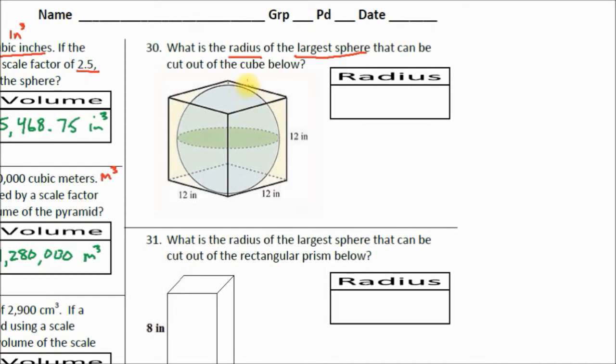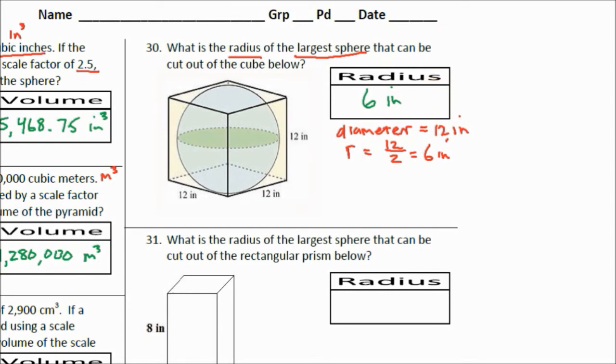Now, class, if you imagine a sphere fitting inside a cube, if the dimensions of the edges of the cube are 12 inches, we know that's also going to be the diameter of the sphere inside, or the distance all the way across. So I'll just write a note here: if the diameter of the sphere is going to be 12 inches, then the radius is going to be 12 divided by 2, which is 6 inches. So the biggest sphere we can fit in this cube has a radius of 6 inches.